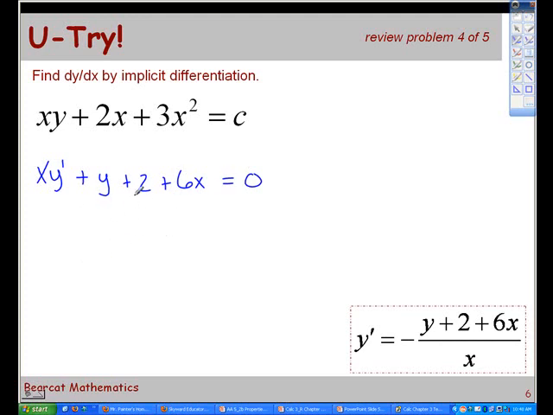So I can see pretty quick that I'm going to be subtracting all this stuff to the other side. I get x y prime equals negative 6x minus y minus 2. And then I divide by the x. Y prime equals negative 6x minus y minus 2 all over x. If I take out the negative sign, like they did, I get their answer. Just factor a negative 1 to the front. Does that work for you guys? Okay. Got one more for you to try here.